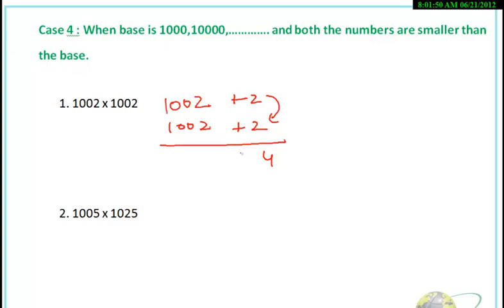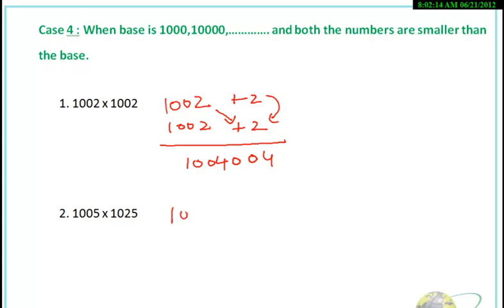But we have already discussed we should be careful about the base. Since there are 3 zeros in 1000, so with this multiplication we have to fill up 3 digits. So we have to put 2 zeros over there, and the remaining calculation is the same. 1002 plus 2 is 1004. The very big number, but very fast, very interesting, very quick calculation.